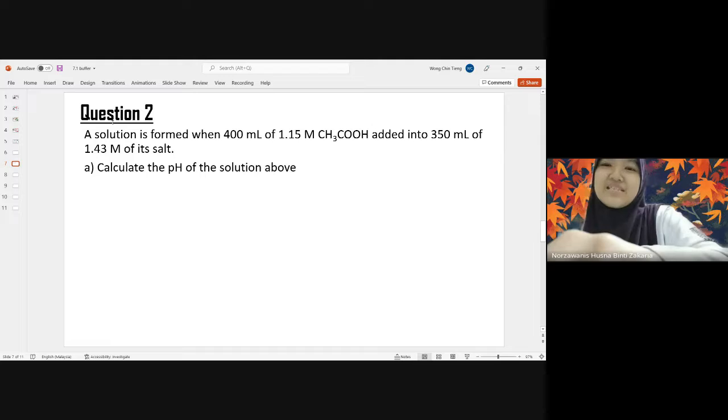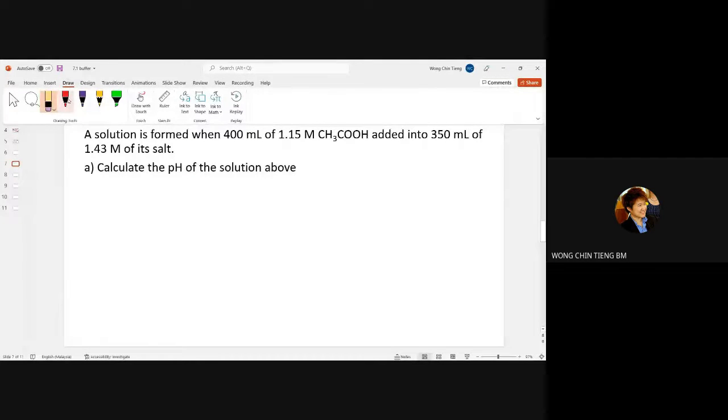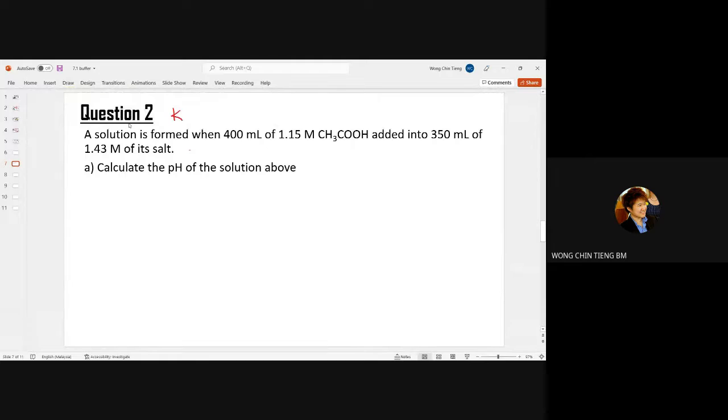Miss, nak tanya, kita tak ada Ka ke? Oh, saya duk tunggu je kamu tanya. Lamanya baru nak guna Ka. Tak ada orang tanya, saya duk pegang pen dah tunggu. Ada, mana boleh tak ada. Betul ke Ka ni? Ya, it's correct.